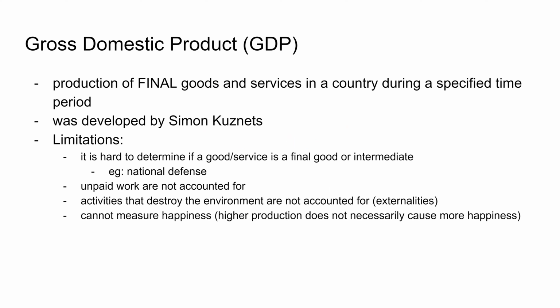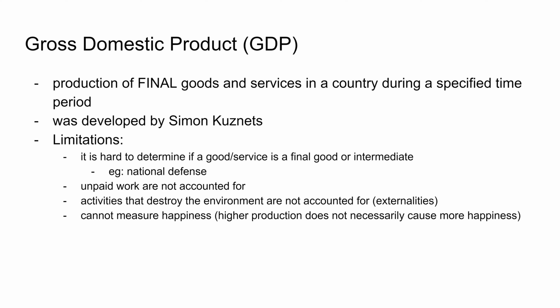Some limitations of GDP: sometimes goods and services are hard to determine if they're a final good or intermediate good. For example, national defense. You can argue that national defense is a final service, but other people argue that it's an intermediate, because by having a national defense, you don't have to go out and buy weapons and stuff to defend your own home. The government already provides that for you. So, you can use that money now to buy other things you want to do.